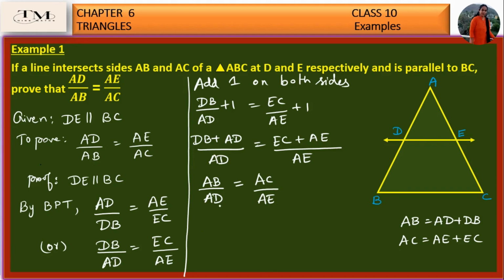Again, now we can interchange the numerator and denominator on both sides. So it will become AD by AB equal to AE by AC. So this is what was to be proved. So, we have proved it. Okay, understood? Moving on to the next example, example 2, on the next page.